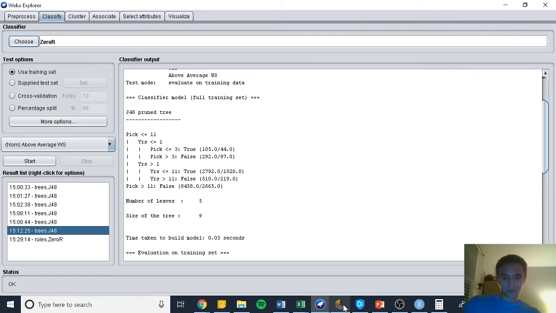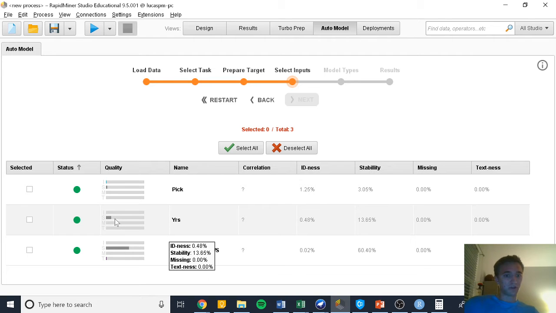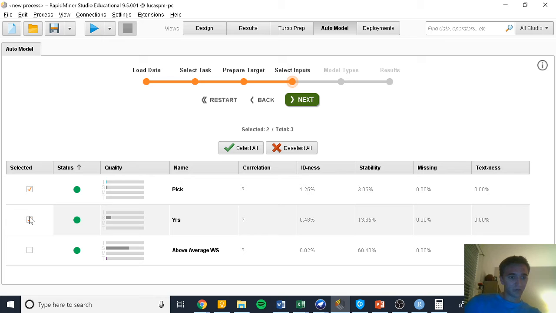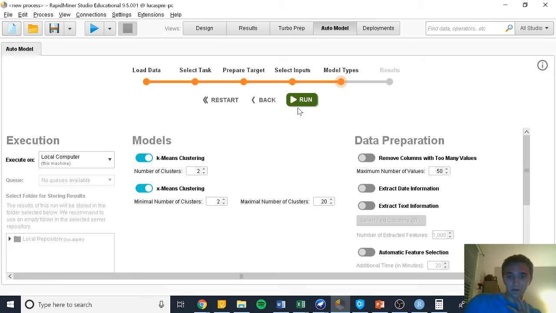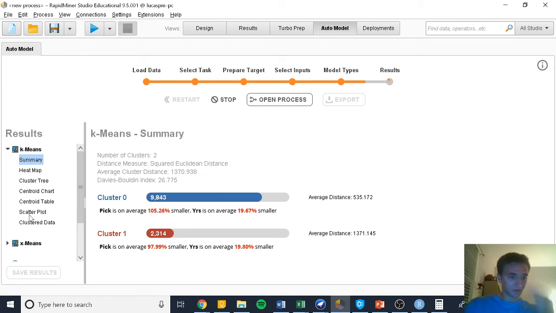So next I used a little bit of RapidMiner. I did some cluster analysis here. I used that same data set I just talked about, with whether a player is above average or not. So here's something interesting. We can do a cluster of the pick and years. I changed some settings here, and then ran this again.